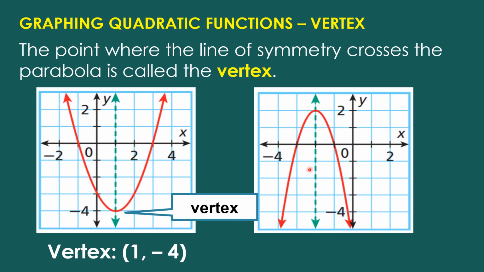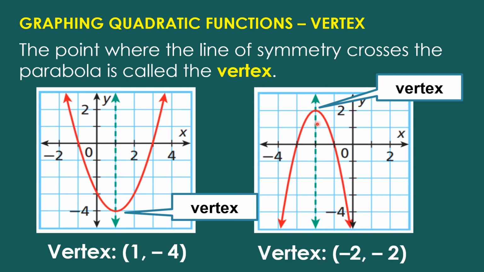In another example, this is now our axis of symmetry. The axis of symmetry is x equals -2. This is now the vertex, wherein this is the point where the line of symmetry crosses the parabola. And this is at (-2, -2).